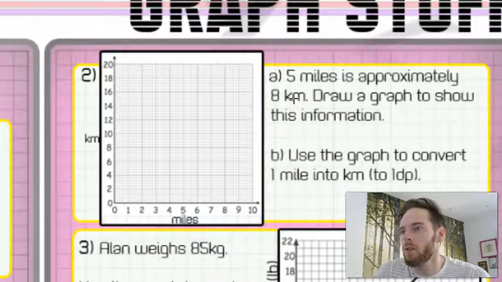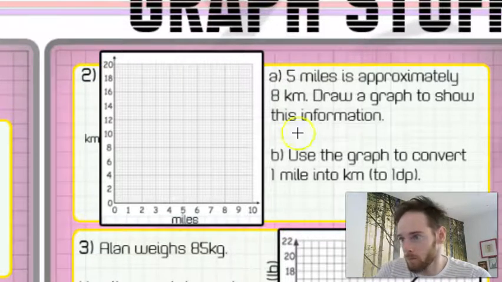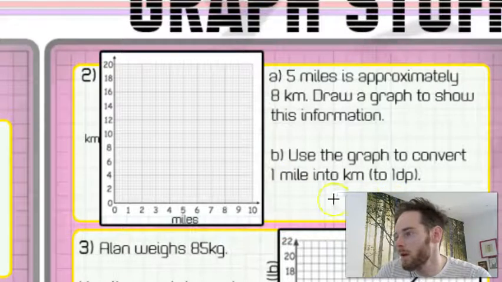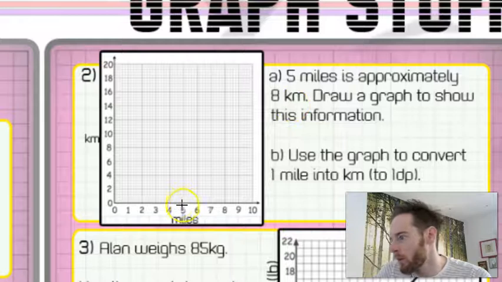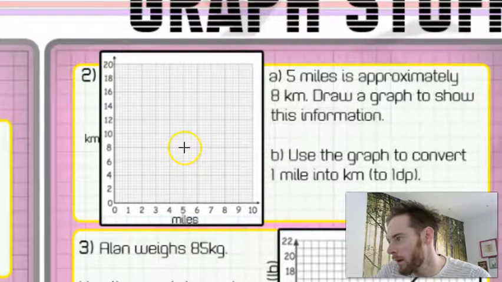So draw a graph to show this information. Use the graph to convert 1 mile into kilometers, to 1 decimal place. It's a very difficult graph to look at here. There's a lot of tiny little squares, but we'll do our best. We're going to plot that point at 5, 8, which is about there, and you would put a little X there.